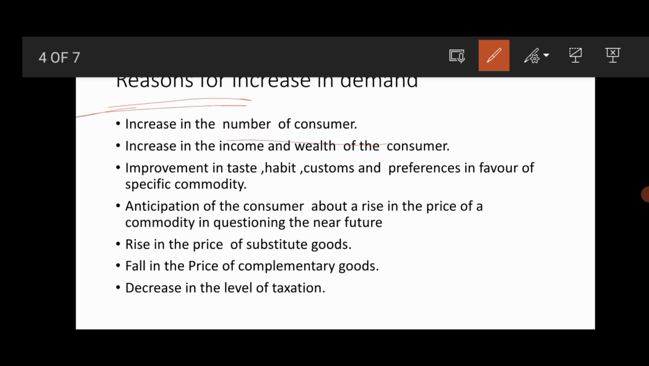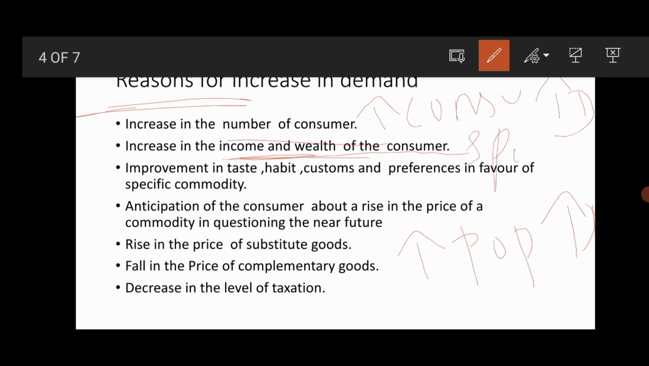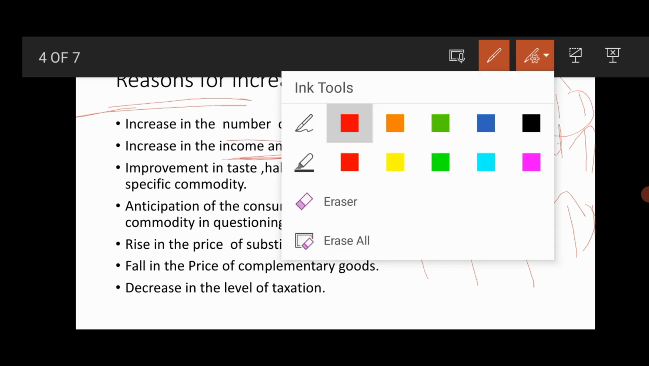First is increase in the number of consumers. When the number of consumers has increased, there will be increase in the demand for products. More people in the market, or high population in a particular area, means high demand. Next, increase in the income and wealth of the consumer. When income as well as wealth of the consumer increases, he will spend more money on buying products, and because of that there will be increase in demand.